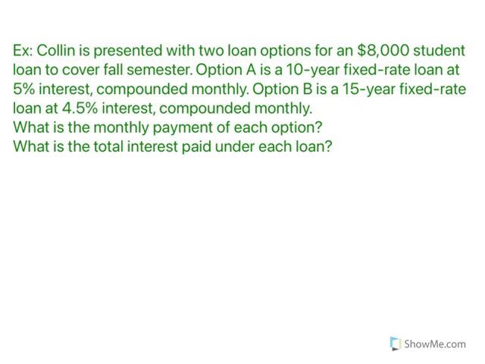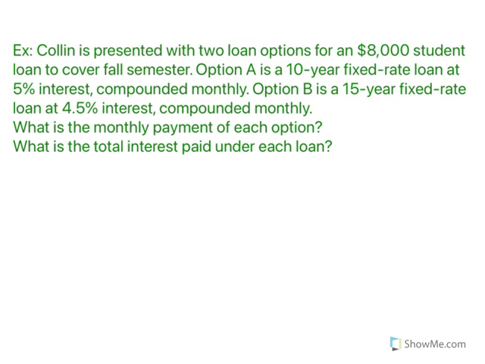So let's go ahead and get into this example. Colin is presented with 2 loan options for an $8,000 student loan to cover fall semester. Option A is a 10-year fixed rate loan at 5% compounded monthly. Option B is a 15-year fixed rate loan at 4.5% compounded monthly. What is the monthly payment of each loan, and what is the total interest paid under each loan? Ultimately, if we answer those 2 questions, we'll be able to see which is the better loan option.